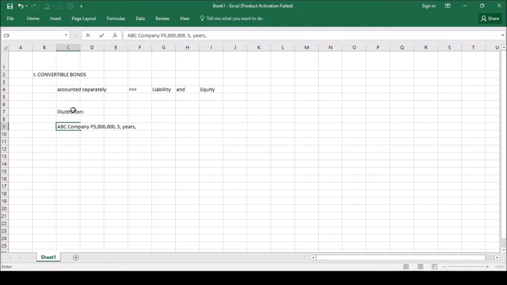If the bonds were issued without the conversion privilege, the market value will be 98. So how are we going to separate the liability and the equity instrument in that particular financial instrument? First, let us determine the face value of the contract of debt. In this case, the face value is clearly provided in the problem, which is 5 million. This is the face amount.